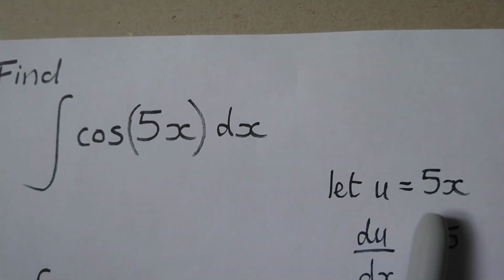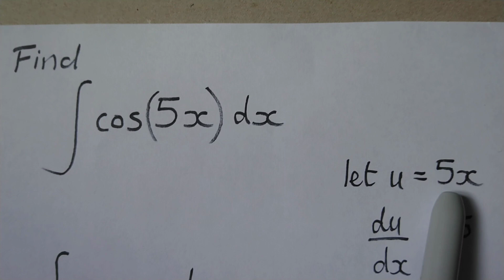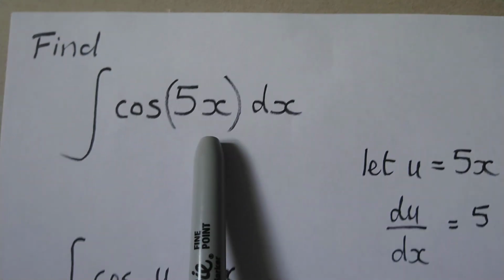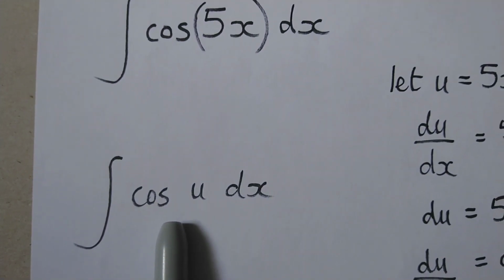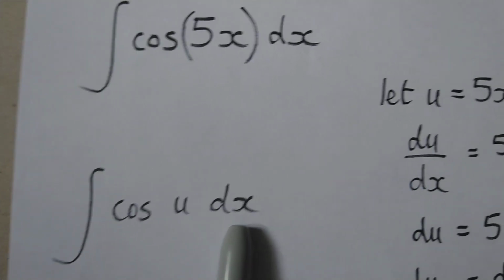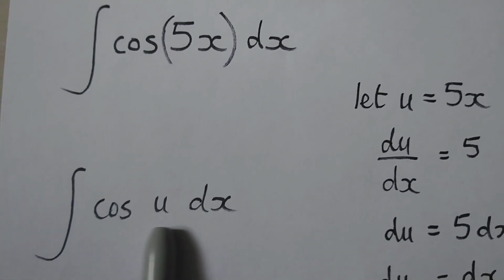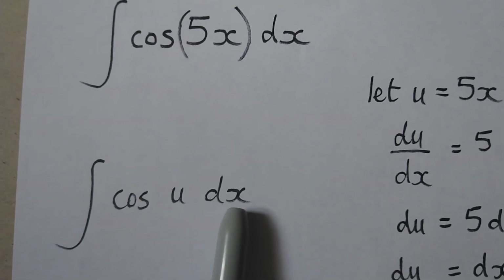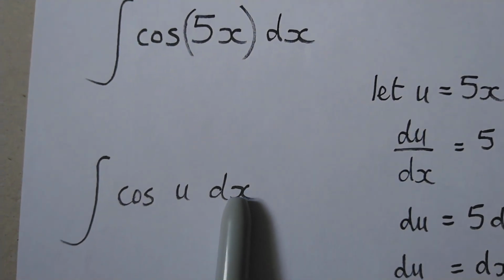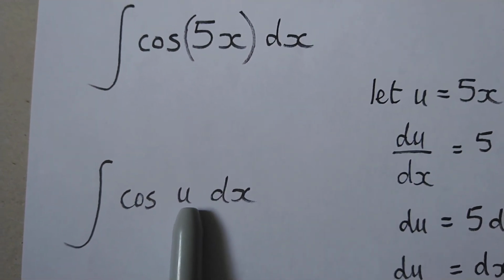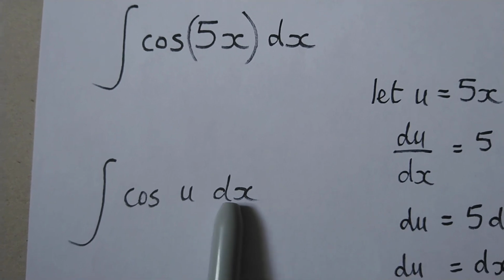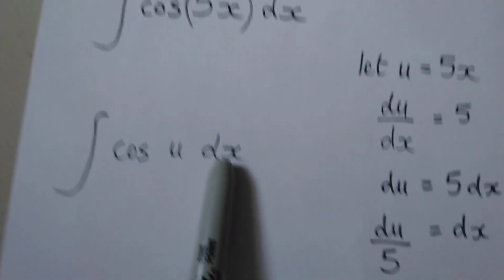Okay, so going back to the top, we started with the integral of cos of 5x dx, and we've said u is equal to 5x. So our question now becomes the integral of cos u dx. But now we've got another problem. We've got a mixture of variables. So in other words, we've got x here and we've got u here. So we need to get rid of the dx. And that brings us back to what we did a moment ago.